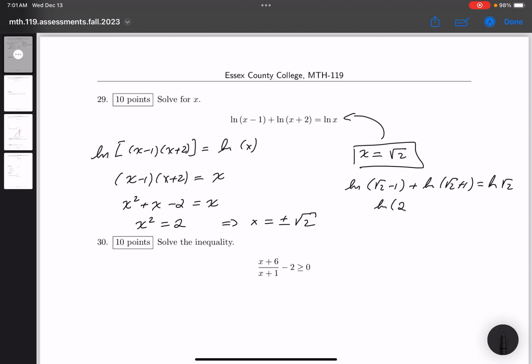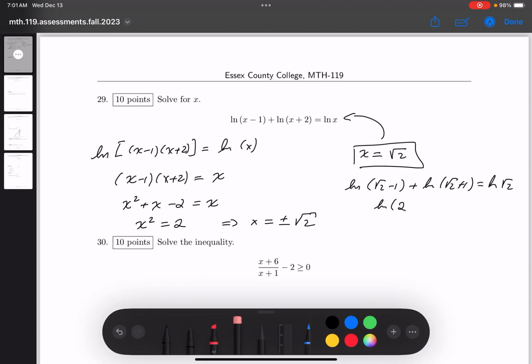Whoops, I made a mistake, by the way. Let me get my eraser out, too. Copy error. Let me get that again for you.